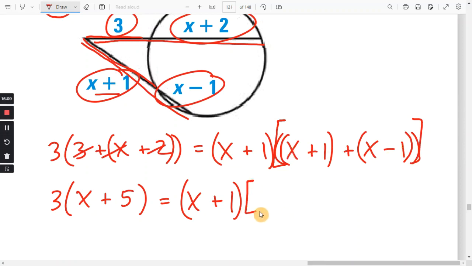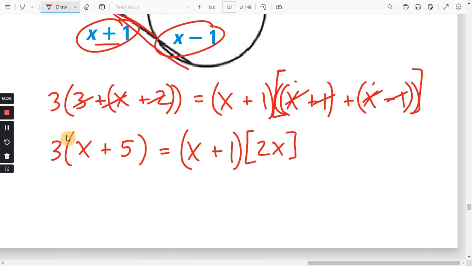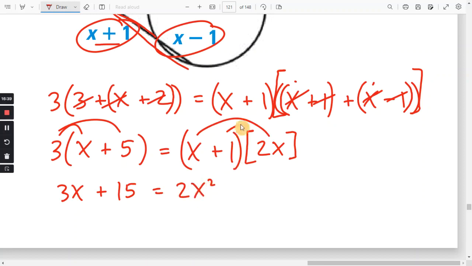So in the brackets, we have x plus x, that's going to give us 2x. And we have 1 minus 1, that's just 0. So I'll keep that as is. Now distributing: 3 times x and 3 times positive 5. And distributing, x times 2x is 2x squared, and 1 times 2x is positive 2x.